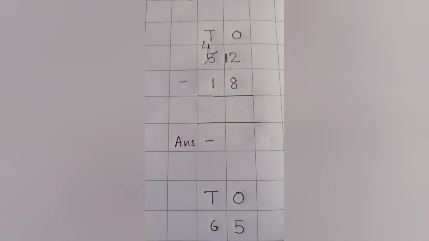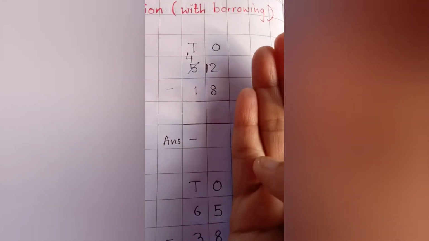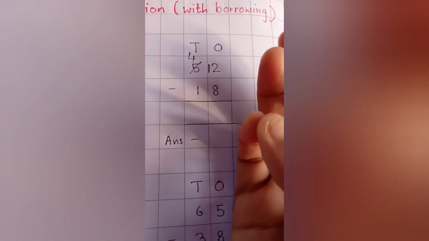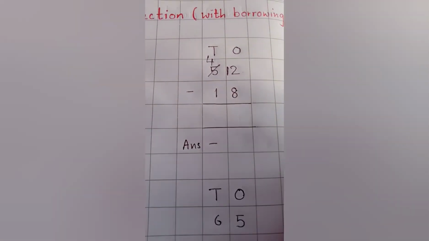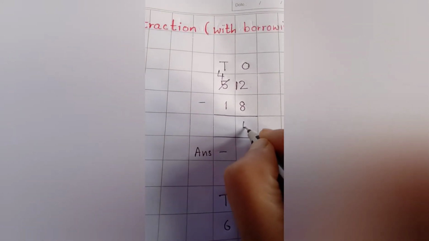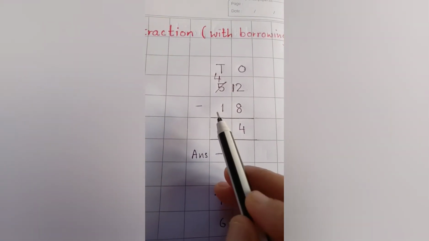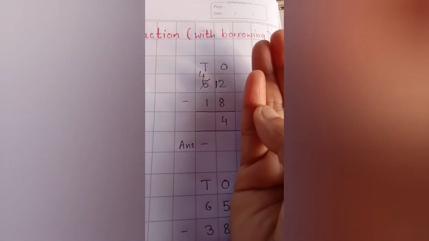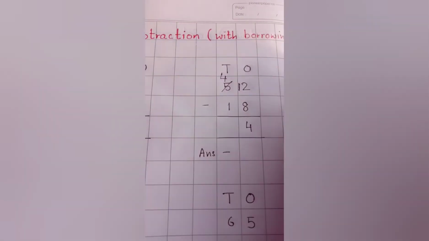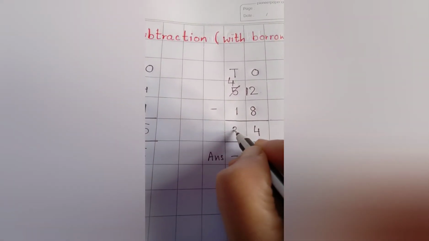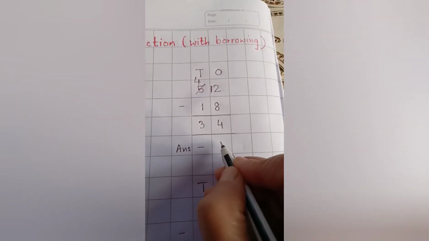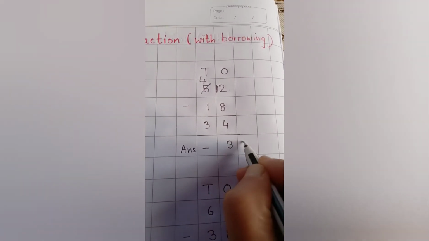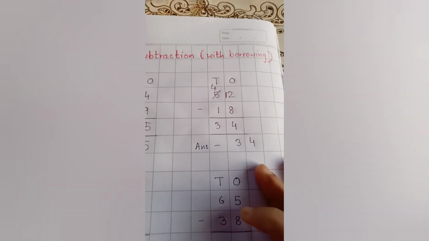So now we can take away 8 from 12. Now after 8, let us count 9, 10, 11, 12. How much? 4. So let us write here 4. Now come to the tens column. 4 minus 1. After 1, we count till 4 comes. 2, 3, 4. So how much is it? 3. So our answer is 34.